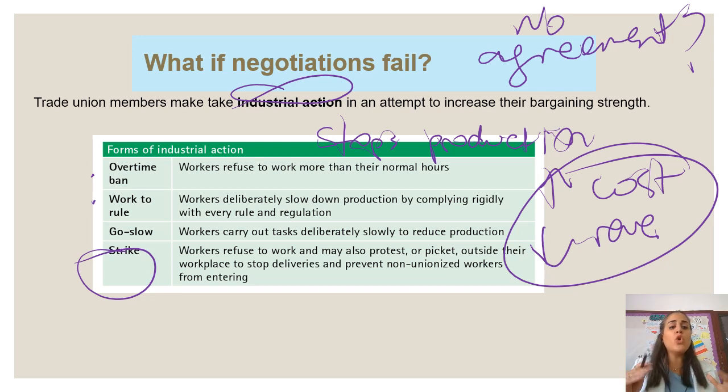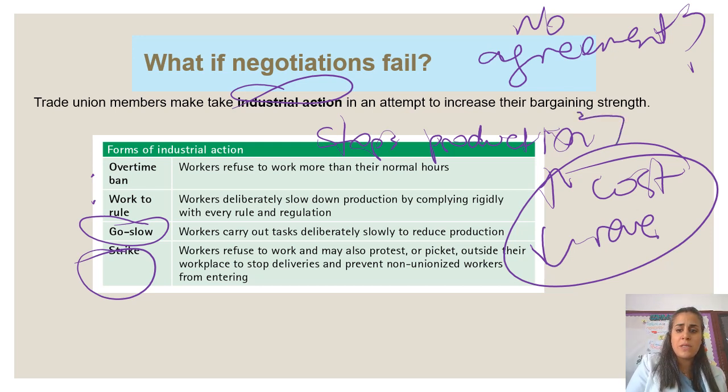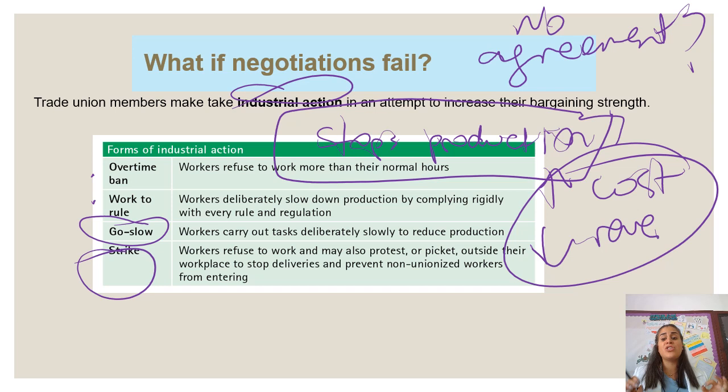The second one would be work to rule, where I, as a worker, am doing that on purpose to slow down production. My reasoning would be that I'm complying with every rule and regulation. So before I start with the machine, I would open the user's manual and read the step-by-step on how to use that particular machine. So I'm wasting time. The third one would be go slow. Workers carry out tasks deliberately slowly to reduce production. Mainly they will start wasting time and taking their time in their production in order to decrease production, because this is the aim of an industrial action.